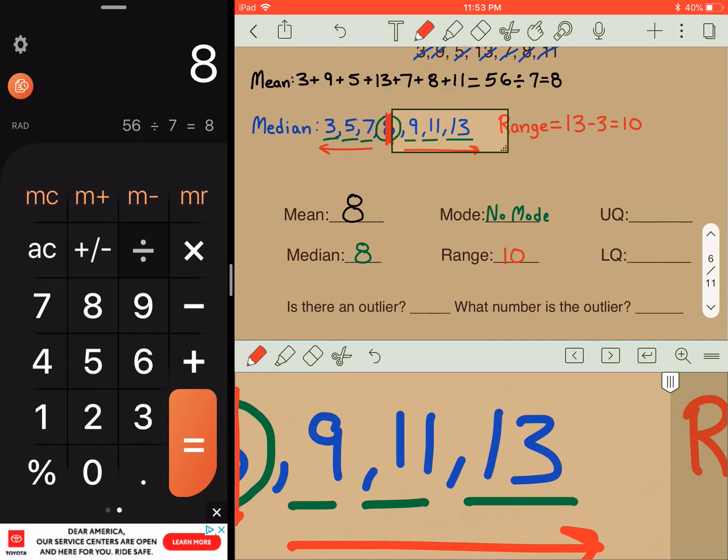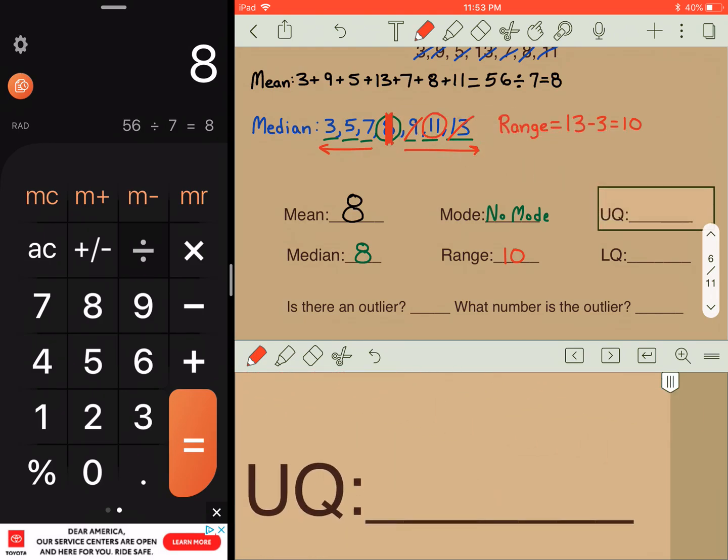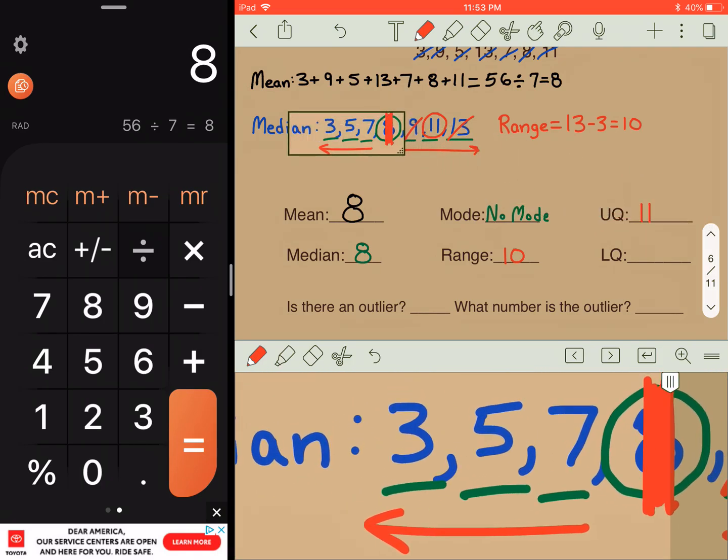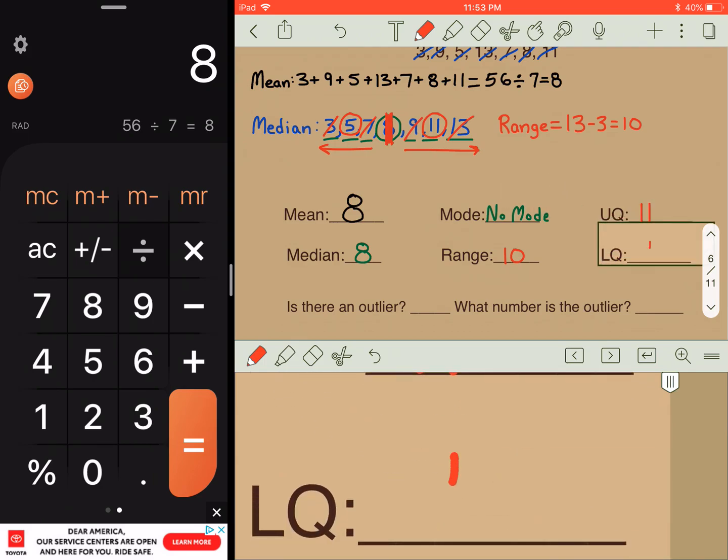So just like I found the median, I start on the left side, cross one number out, go to the right side, cross one number out. Whatever number I have left in the middle is my upper quartile, so my upper quartile is 11. To find my lower quartile, I'll do the same thing, but on the numbers smaller than my median, and my lower quartile would be 5.